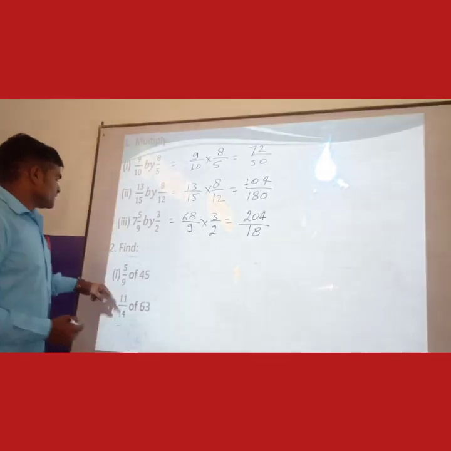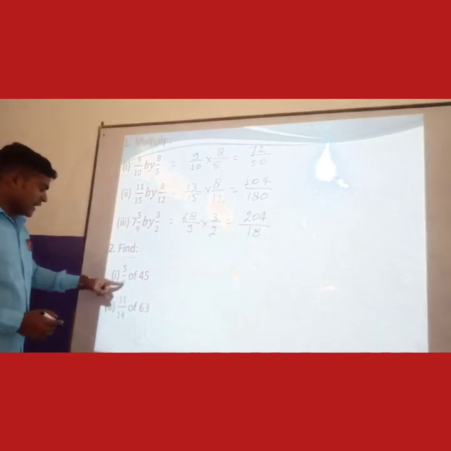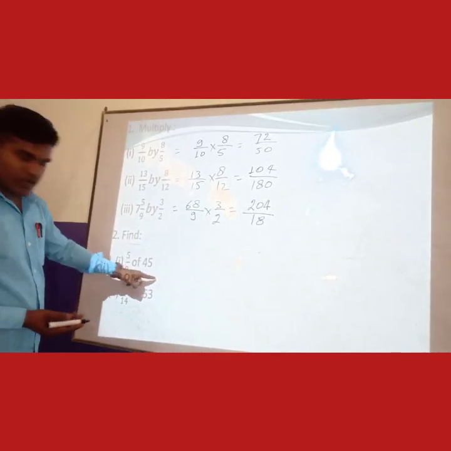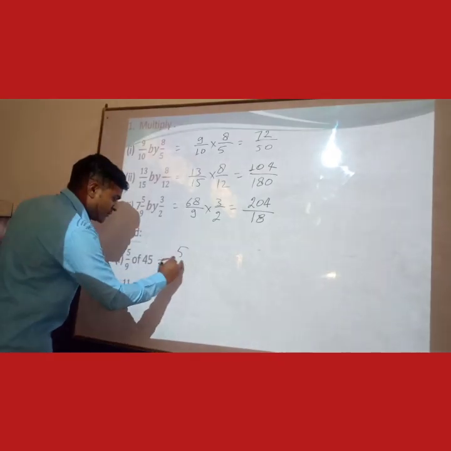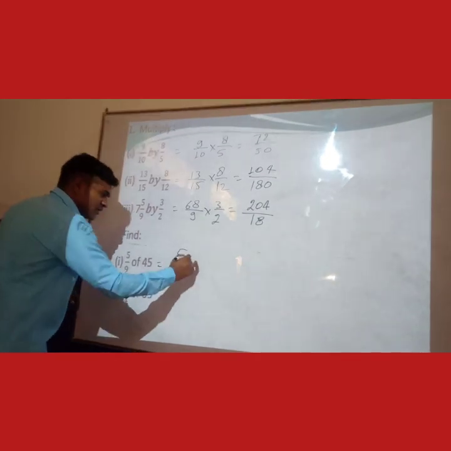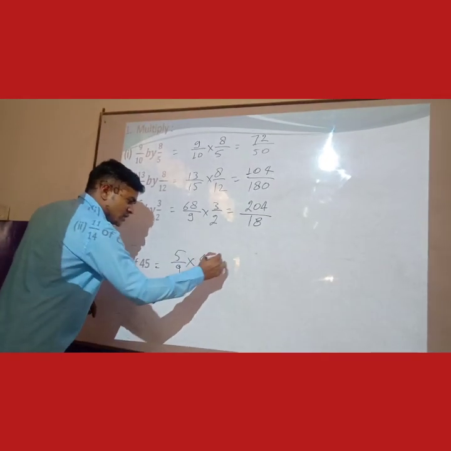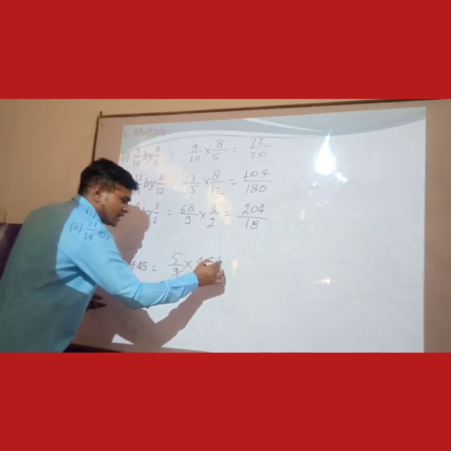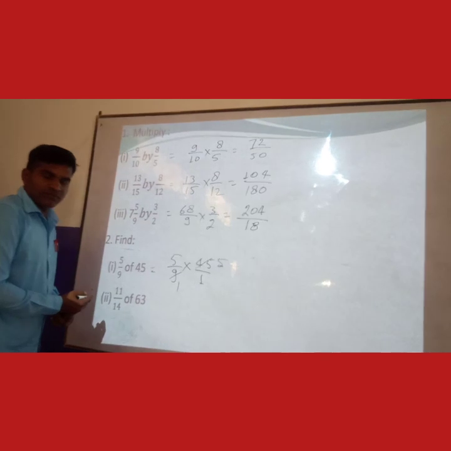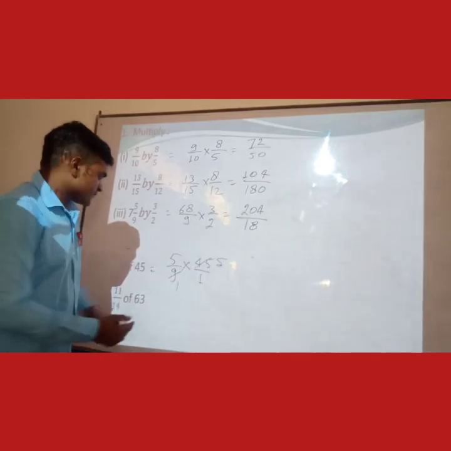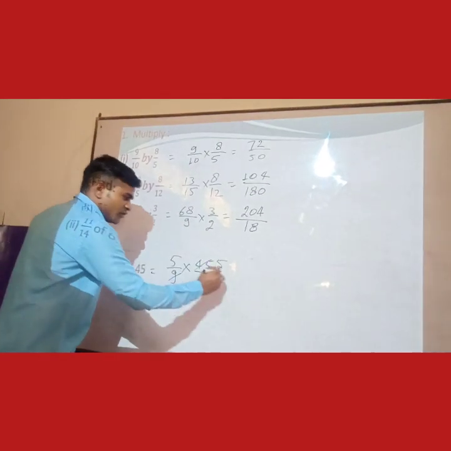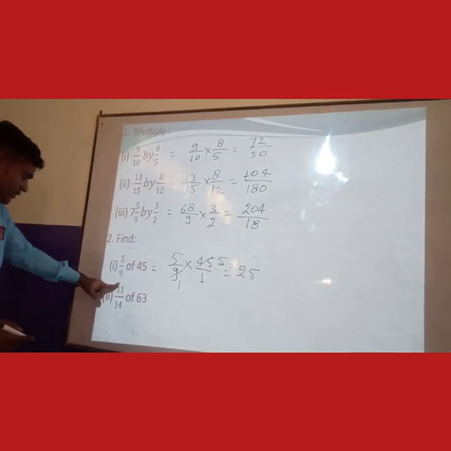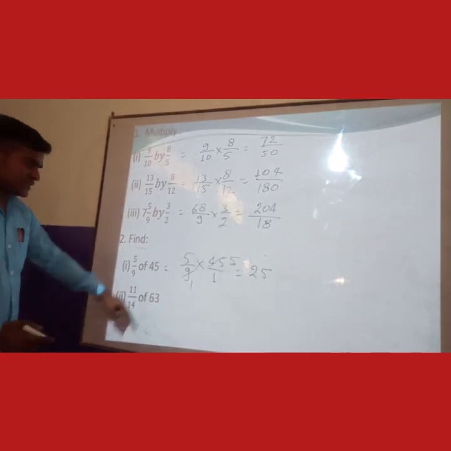Next is given: find 5 upon 9 of 45. We have to find 5 upon 9 of 45. Here 'of' is replaced by multiplication. So we may write 45 as 45 upon 1. 9 times 1 is 9, 9 times 5 is 45. We cancel 45 by 9. So we get 5 into 5, that is 25.